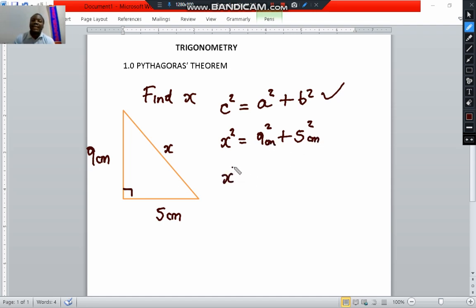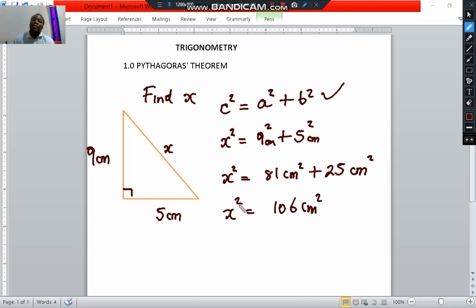So this means that x squared would be equal to 9 squared, which would give us 81 centimeters squared, or square centimeters, plus 25 square centimeters. If we do that nicely here, you would find that we get 106. So we'd say x squared would be equal to 106 square centimeters.